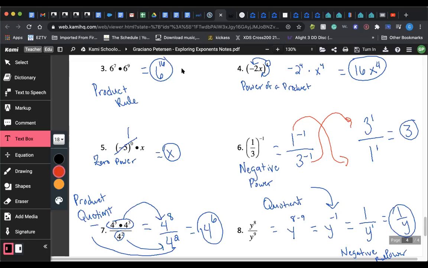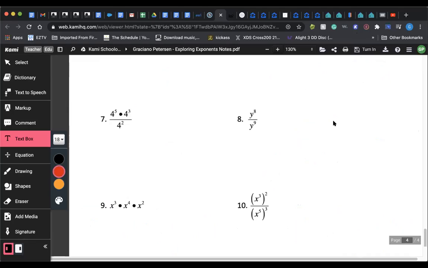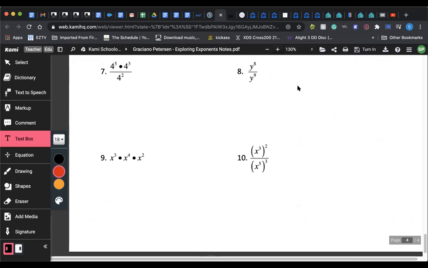Exactly. All right. So we have to do two more. I'm going to move this. I'm going to clear these drawings. I'm going to do numbers 9 and 10, the last two.